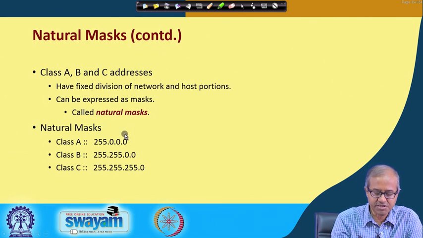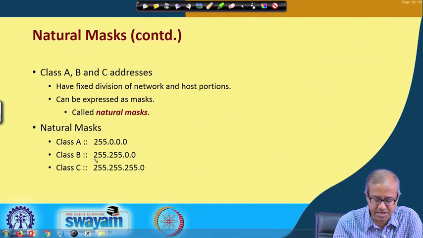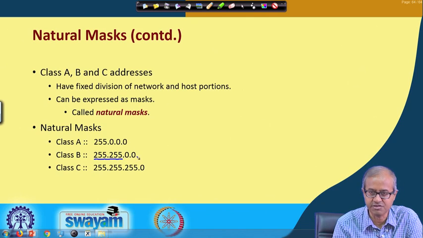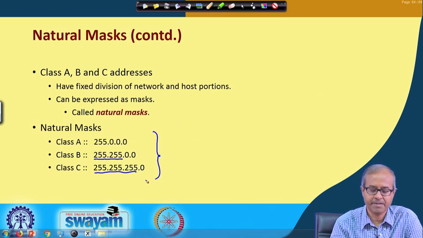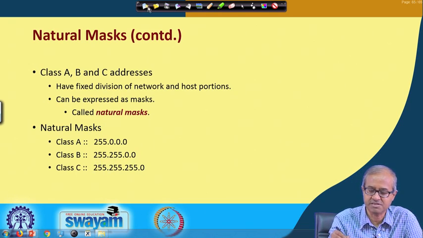So, natural mask for class A we have already seen. In a very similar way, for class B, the natural mask will be first 16 bits a network 255.255.0.0. For class C, first 24 bits indicate network 255.255.255.0, and then host last 8 bits. So, these are the natural masks. So, natural mask has fixed division, but when we use so called subnets, we can have arbitrary masks, not necessarily this kind of subnet masks.